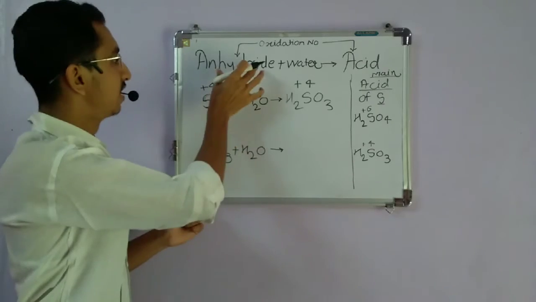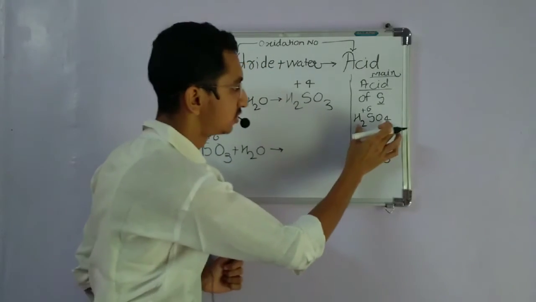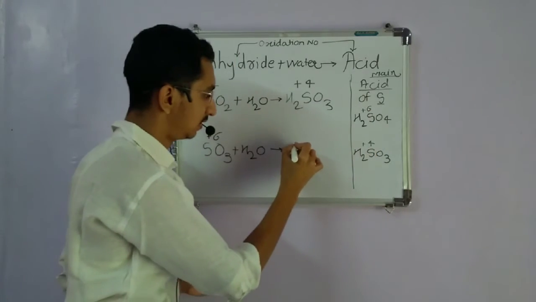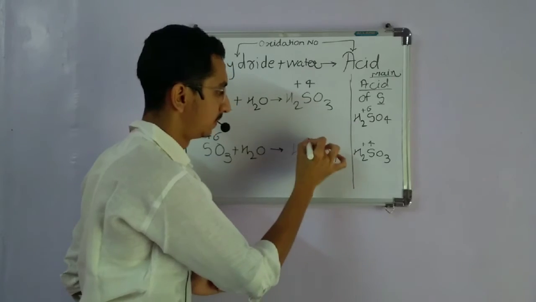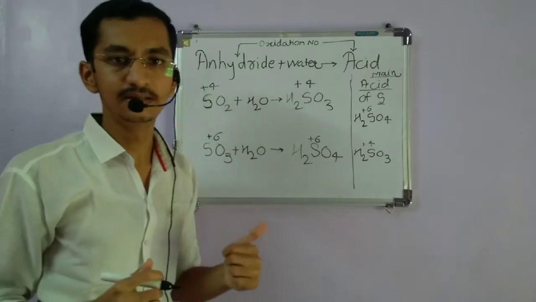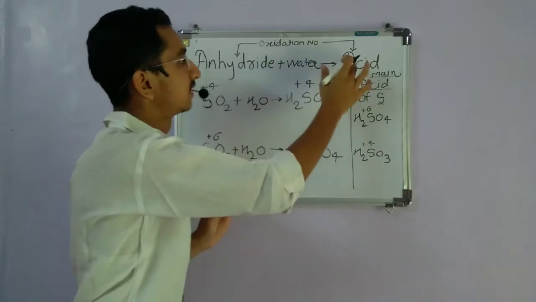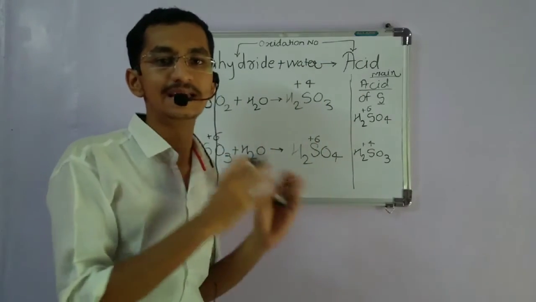We know the anhydride oxidation number is always equal to that of the acid. So here H2SO4 is +6, SO3 is +6. So the acid must be H2SO4, +6. You can apply this for any anhydride plus water gives acid reaction. Now we will solve some examples.